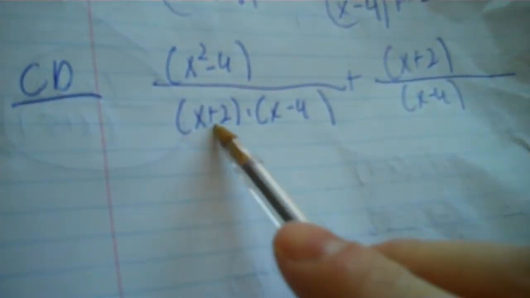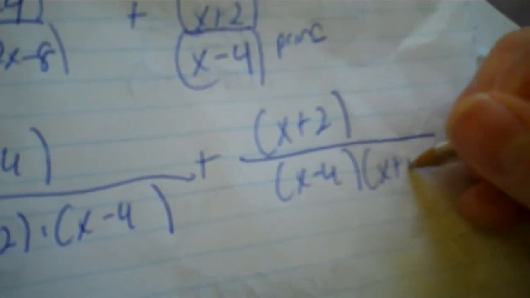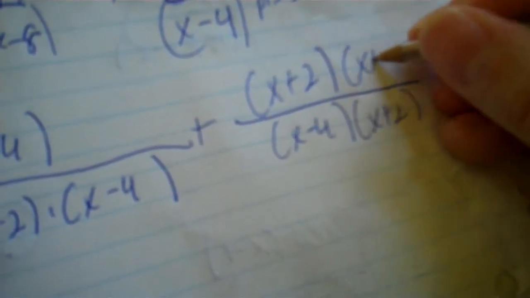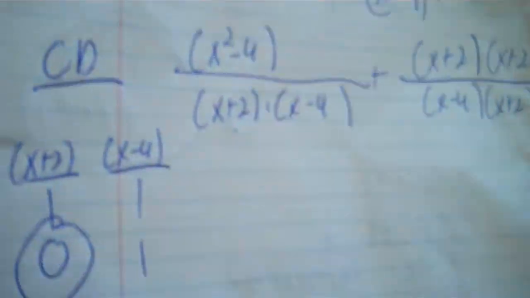And now I go to my common denominators. Well, I got x plus 2. And I've got x minus 4. X plus 2, I have 1, 0. So the one with the 0, we need to raise that up. So x plus 2, x plus 2. X minus 4 is I already have 1 and 1, so that's good.